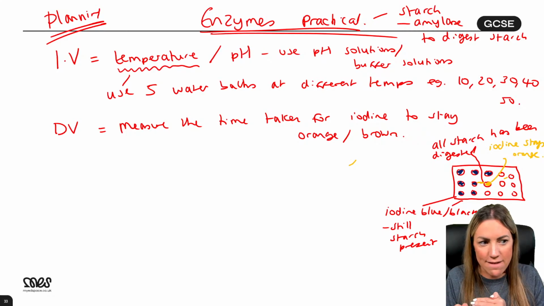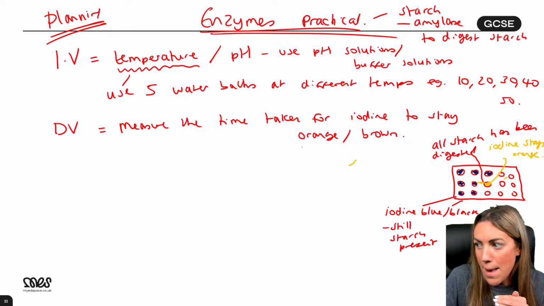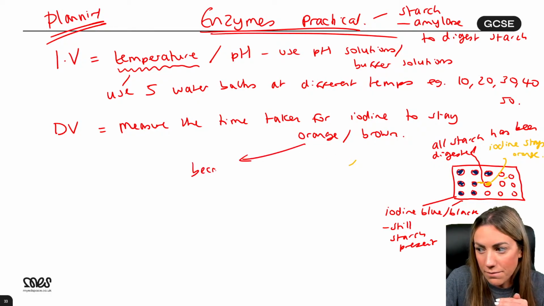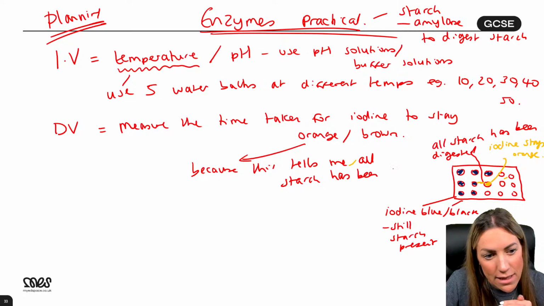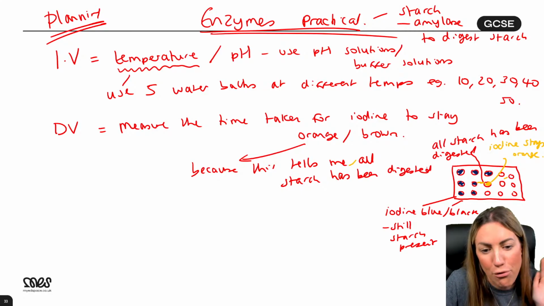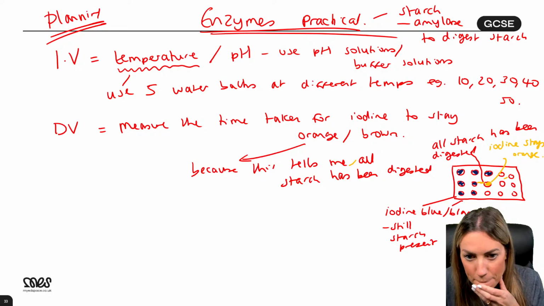Go back to your DV. I'm going to be recording the time taken for the iodine to stay orange-brown because this tells me all starch has been digested. It's all been broken down into glucose. Does that make sense? Yes.